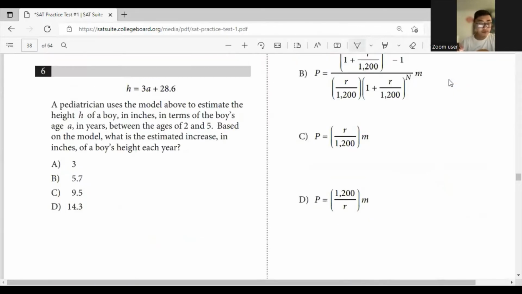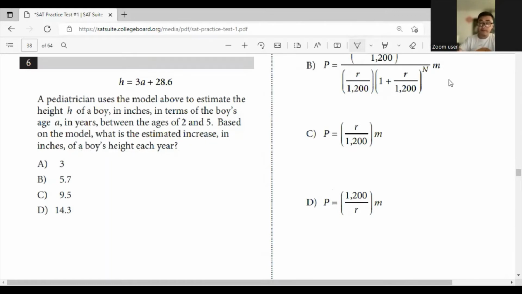All right, number 6. A pediatrician uses the model above to estimate the height h of a boy in inches in terms of the boy's age a in years between the ages 2 and 5. Based on the model, what is the estimated increase in inches of a boy's height each year? Well, let's look at this type of problem again, right?